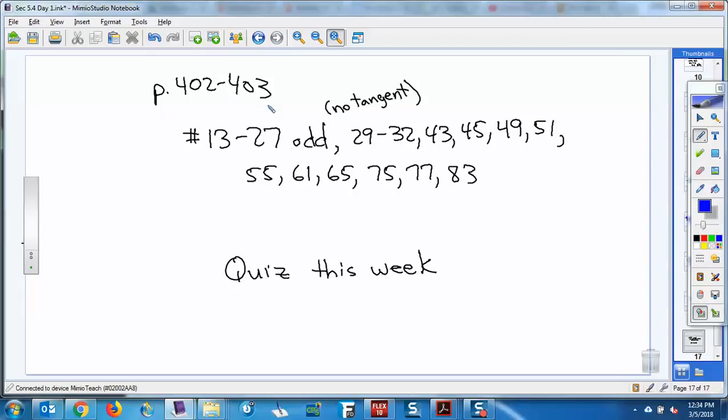Okay, so here's homework. Again, 13 through 27 odd, right? Those are the ones that you have to do 2 for each one. There are about 6 or 7 of those, but skip tangent. Don't do tangent, right? So do the sine, do the cosine of it. All right, you've got the rest of the time to work.